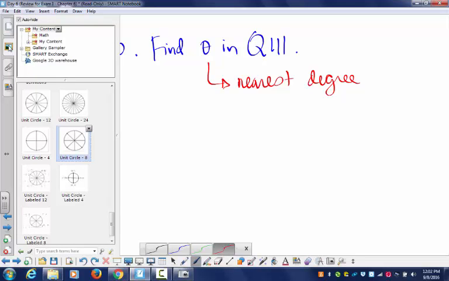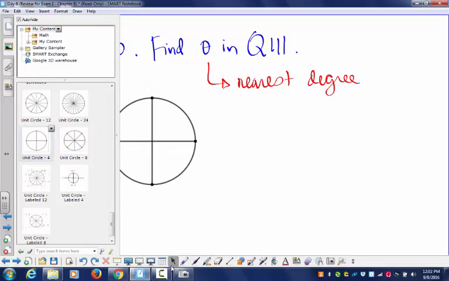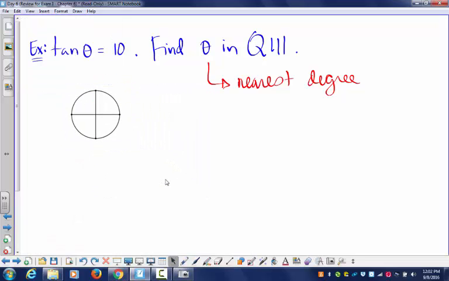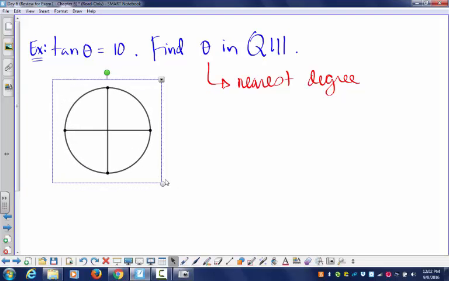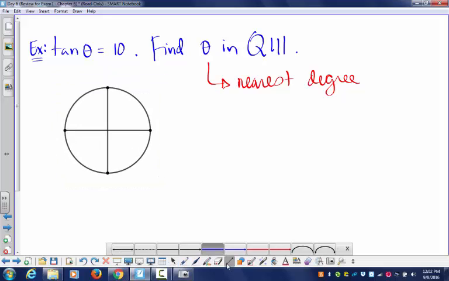So if we're in quadrant 3, so let's get a little bigger than that. Quadrant 3. So the tangent of theta is 10. That means that the slope of the terminal ray is pretty steep. Right? Because the slope is 10, so I'm going to draw it pretty darn steep. Draw it like that. Quadrant 3.